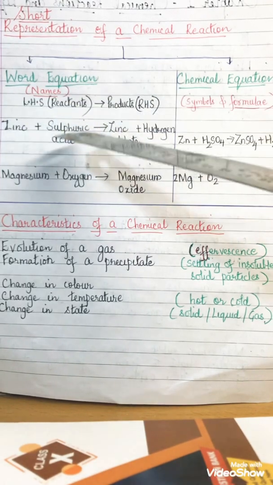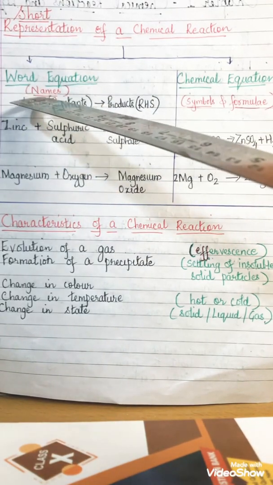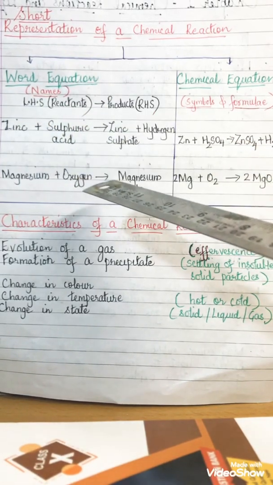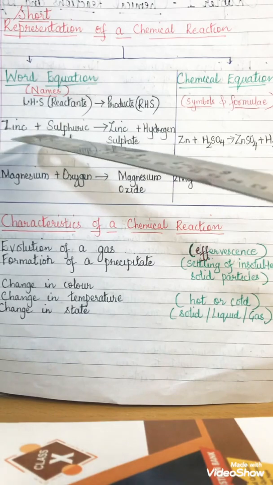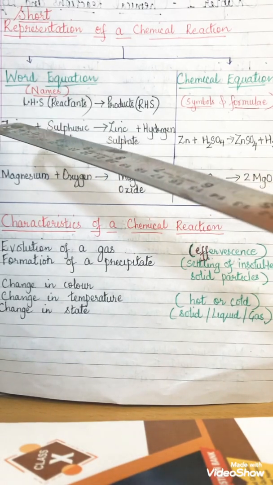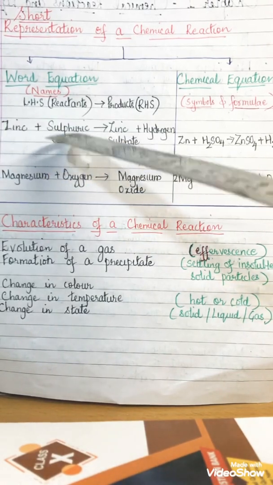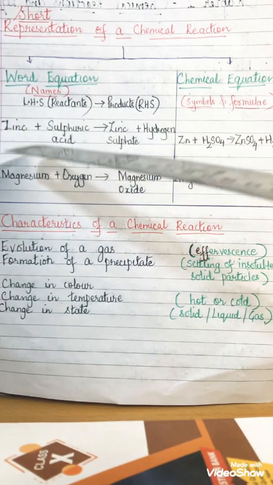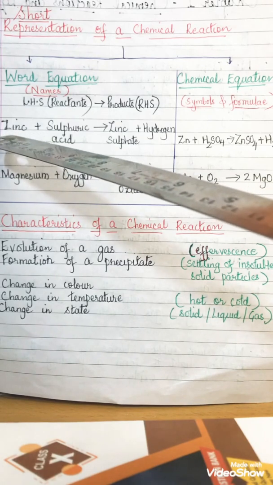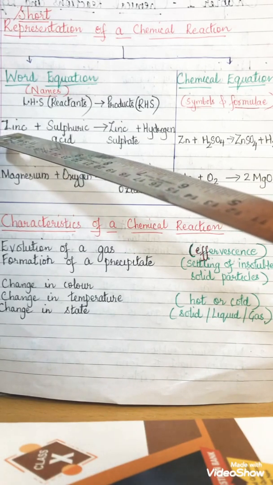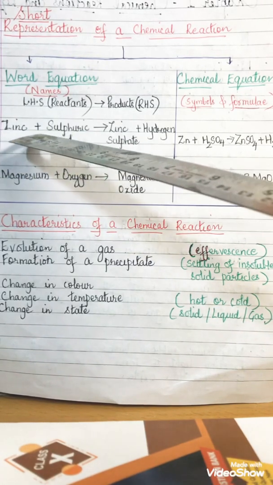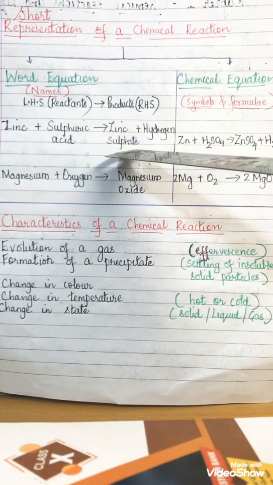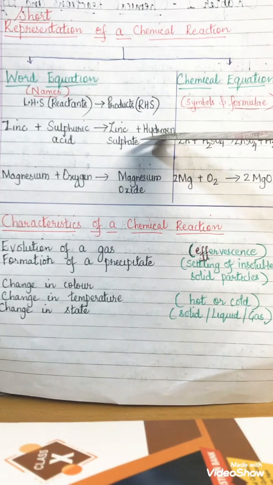Now in a word equation, we write the names of the reactants and products in the equation. Our first example was the reaction of zinc with sulfuric acid to give zinc sulfate and hydrogen. So it can be written in the form of a word equation by writing the names of the reactants, that is zinc plus sulfuric acid gives zinc sulfate plus hydrogen.